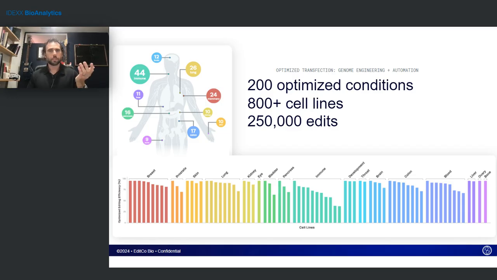Because of all this, we've created a high throughput automated platform that allows us to work with just about any cell line. We've developed a system that allows us to test up to 200 optimized conditions, and it allows us to identify the best condition for any new cell line that we work with. This has allowed us to work with those 800 plus cell lines that I spoke of previously, and to generate, with our services alone, probably about 250,000 edits at this point, which is a big accomplishment by our team.